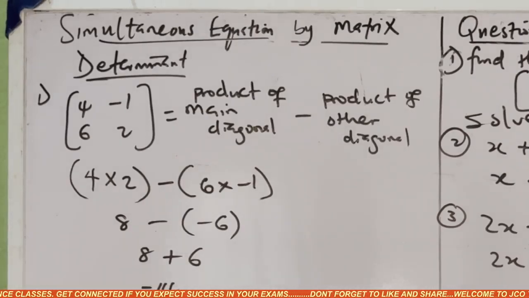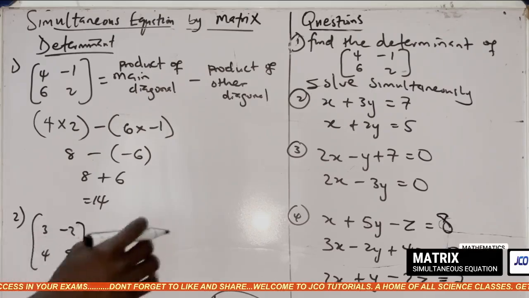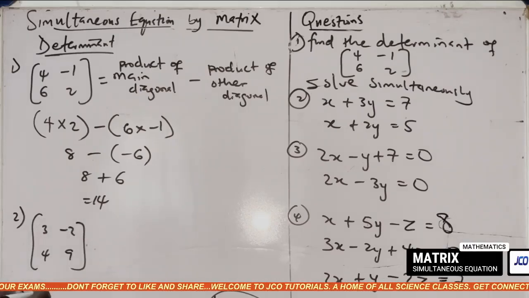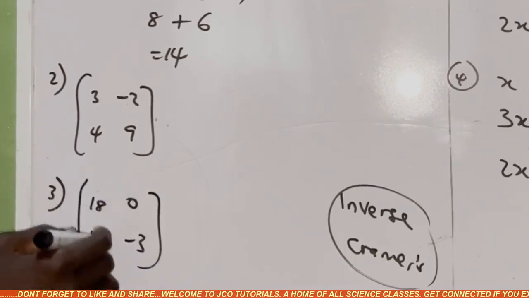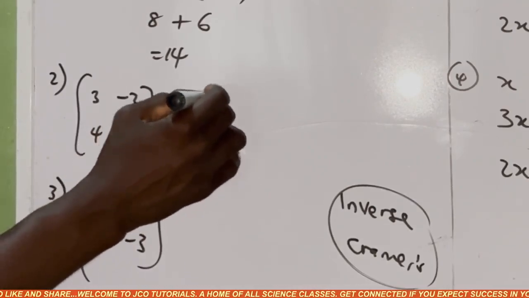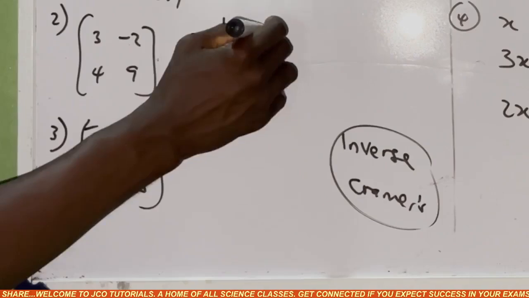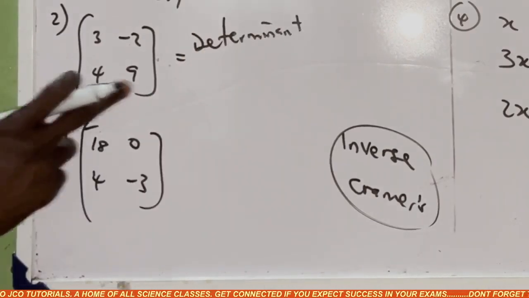You try this. 3, minus 2, 4, 9. Try it and give me your answer. Then 18, 0, 4, minus 3. Try it and give me your answer for the determinants. So if you have done this, let's check.